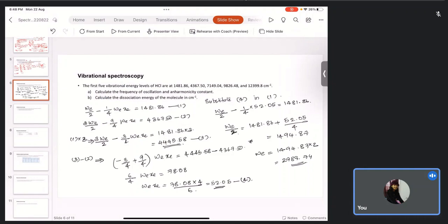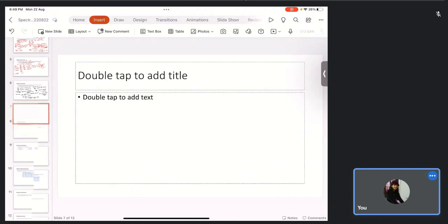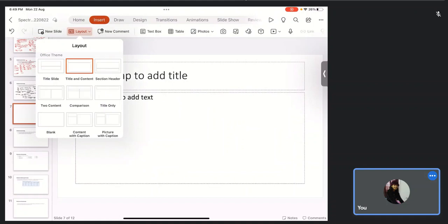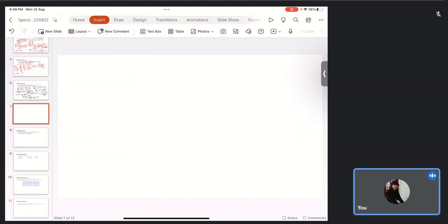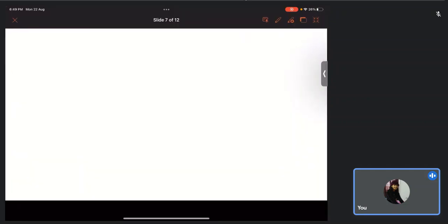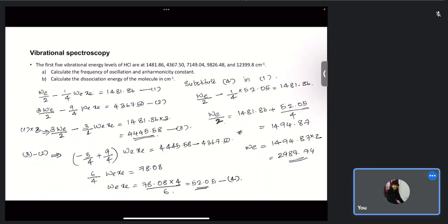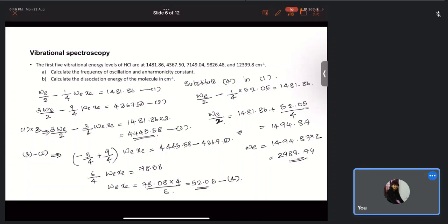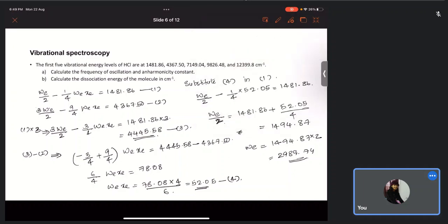Let me insert one more slide. Yeah, I can do it in the top, no problem.